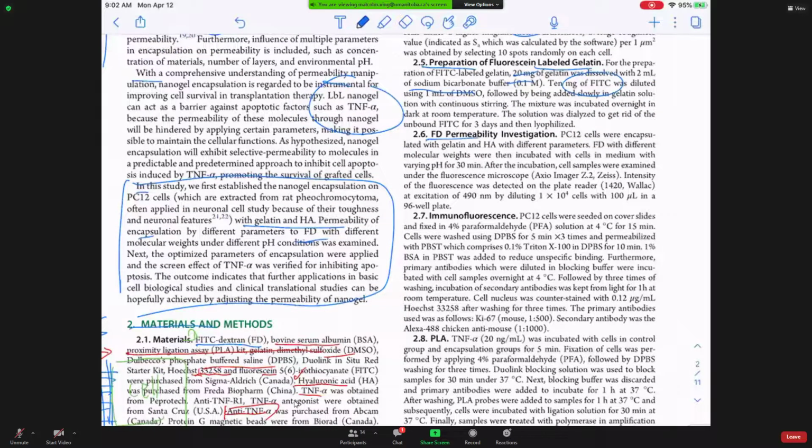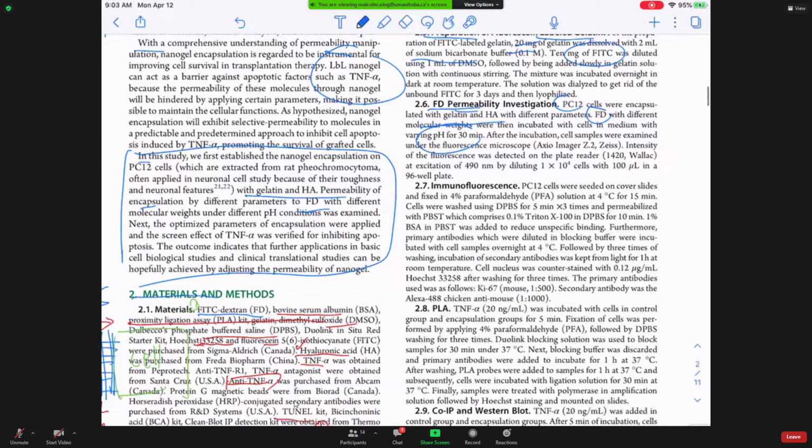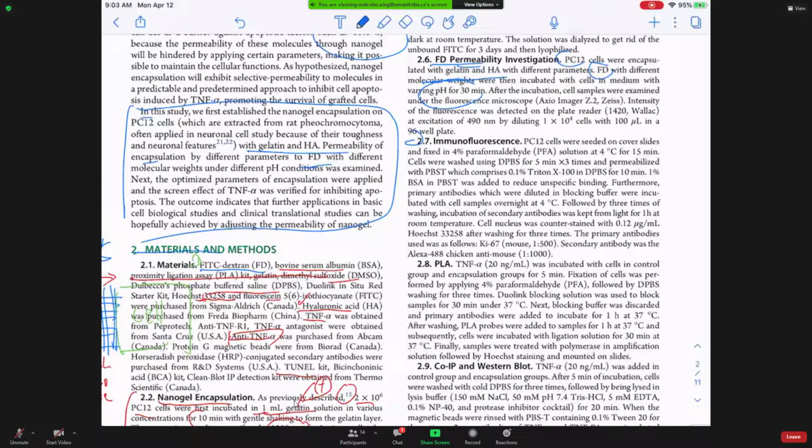Then the FD permeability investigation: the cells were encapsulated with LBL membrane. FD with different molecules, then incubated with cells in medium with different pH, 30 minutes. So we see how many molecules have permeated inside, gone inside. And this one is immunofluorescence. So this is all about the in vitro study.